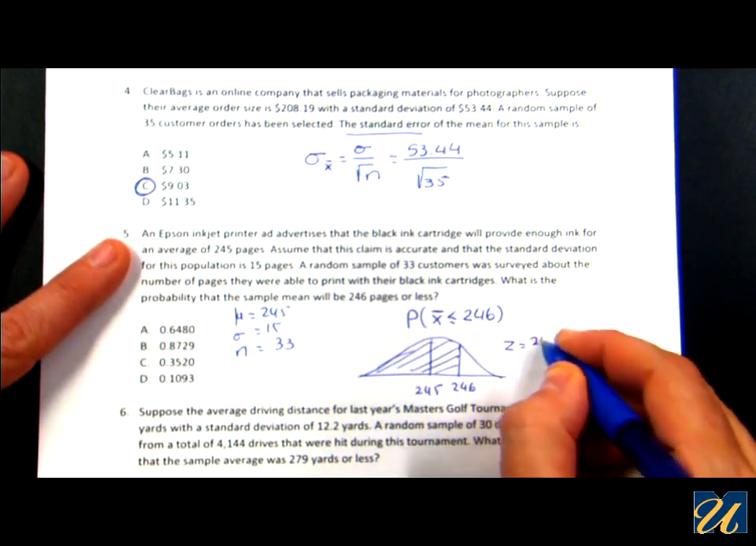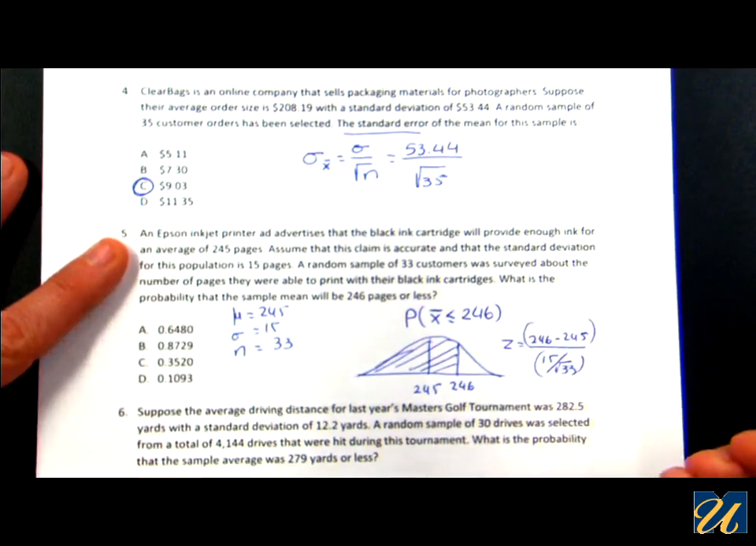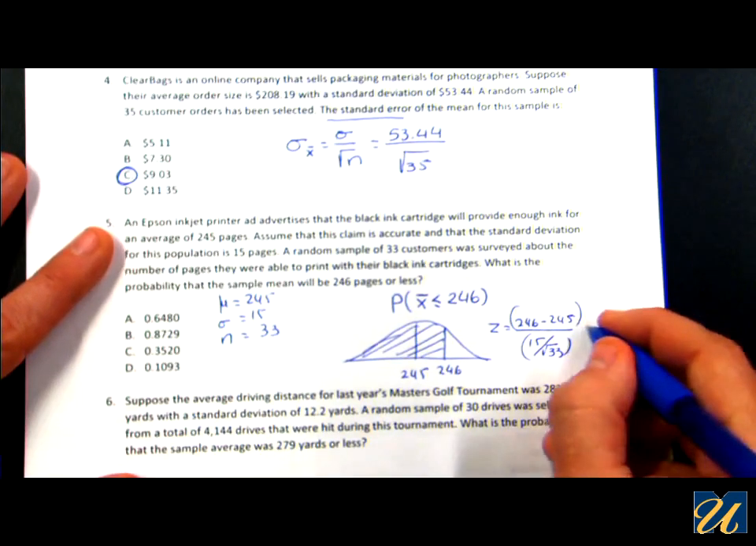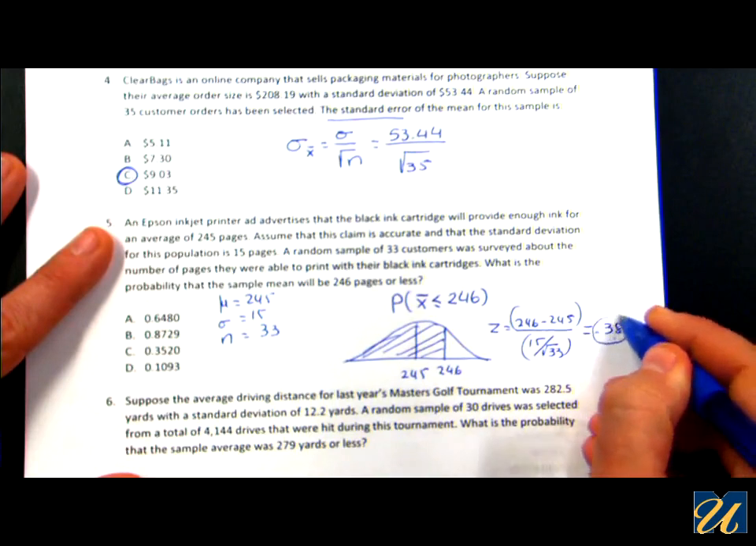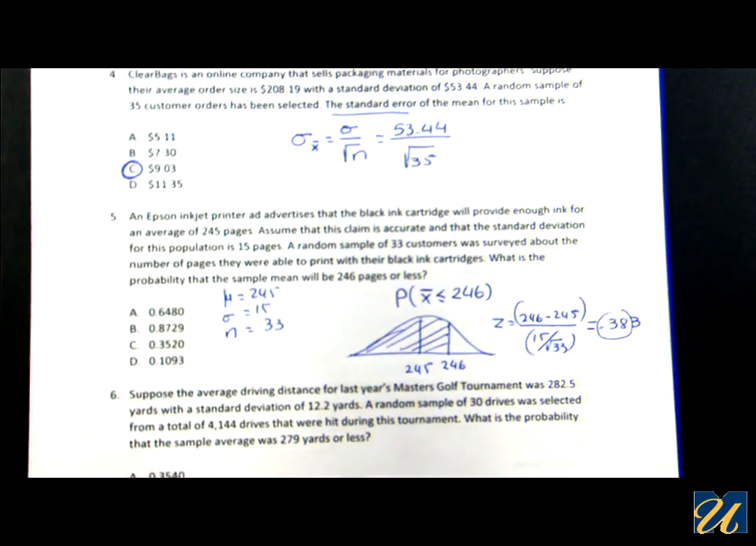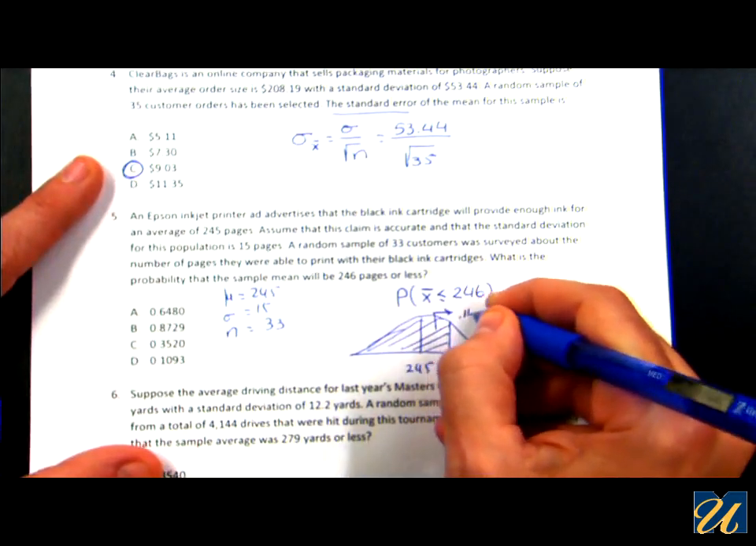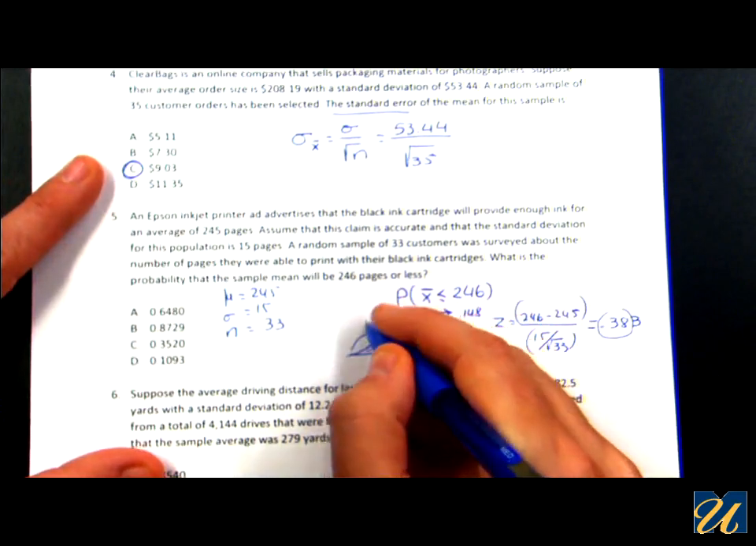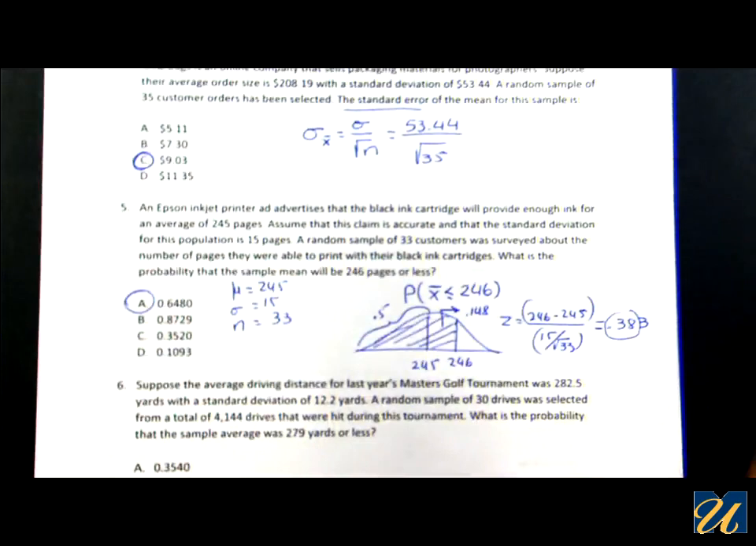Z-score will be 246 minus 245 over 15 divided by square root of 33. Please make sure you use your parentheses when you do your calculations. This is going to be equal to 0.383. You round to 2 decimals, so you look up your table for 0.38. 0.38 will give you a probability of 0.148. This part of the area is 0.5. 0.5 plus 0.148. This will be, therefore, the correct answer, 0.6480.